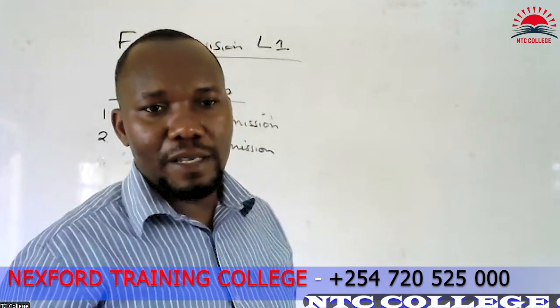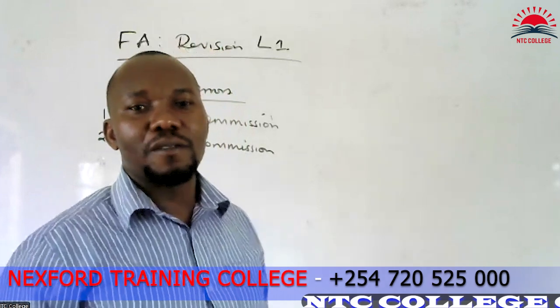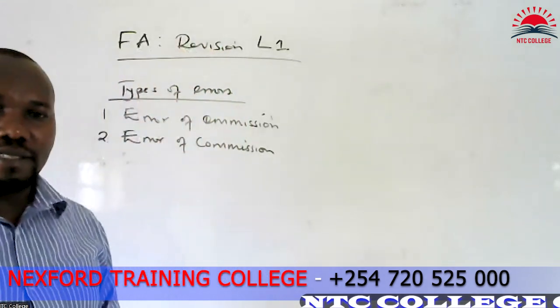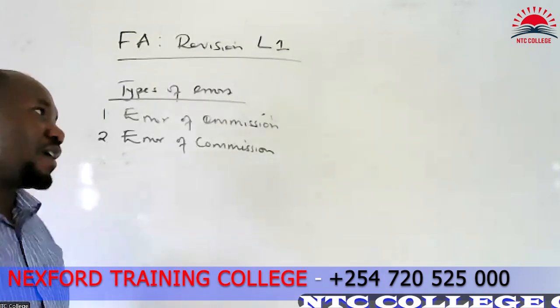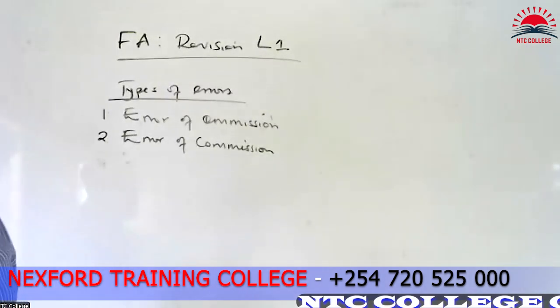So we are saying that error of commission is the mishandling of an item by putting it in the wrong place. Mishandling of the item by putting it in the wrong place.